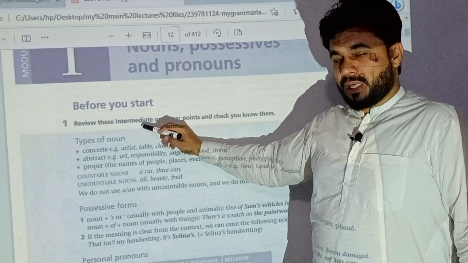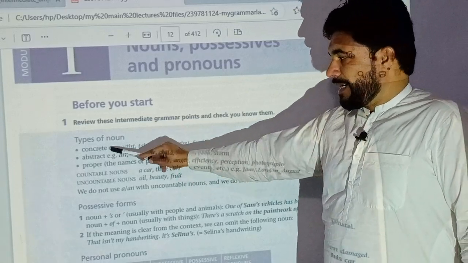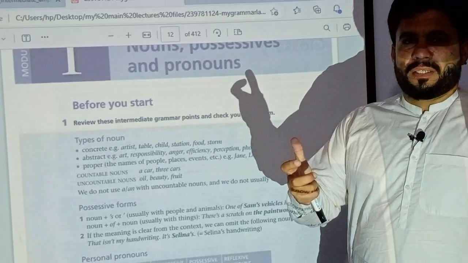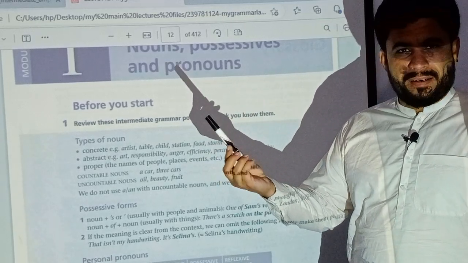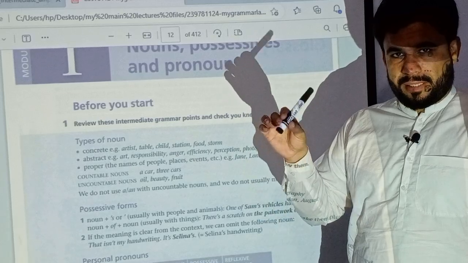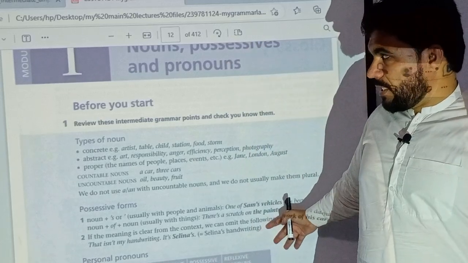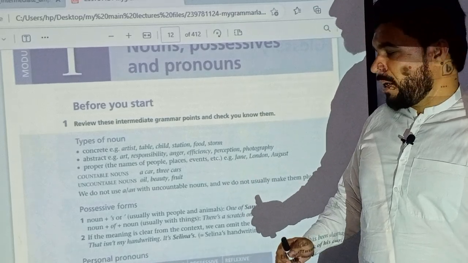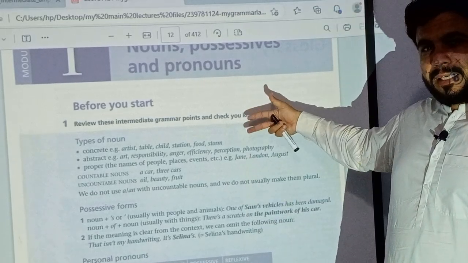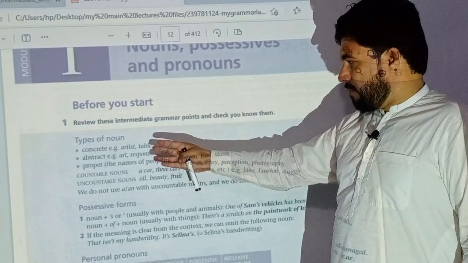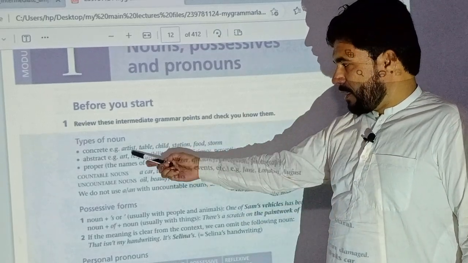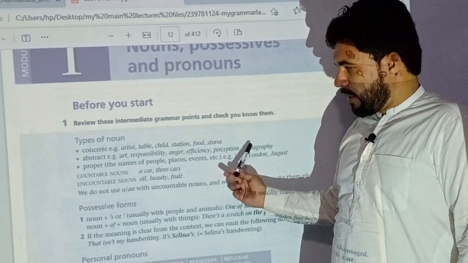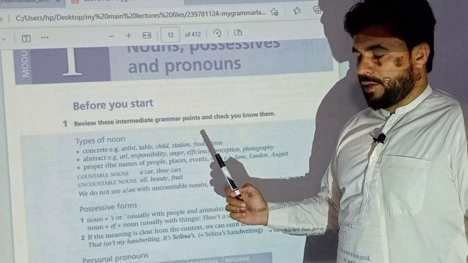Now nouns also have some types, as you see here, concrete noun. A concrete noun is a noun that you can touch. Like I have a marker in my hand, so this is an example of a concrete noun. You see this screen, now this screen is a concrete noun, right, because it exists, it has an existence. So here I've got a few examples: artist, table, child, station, food, storm. Now these all are examples of concrete nouns.